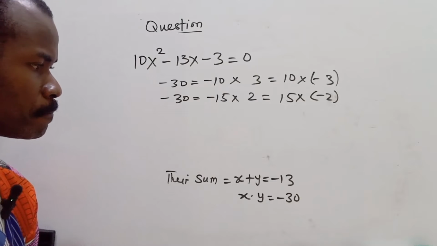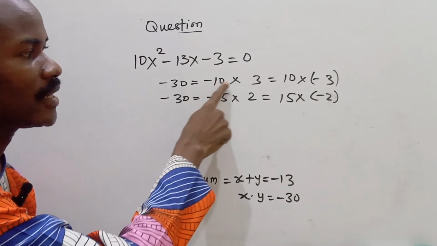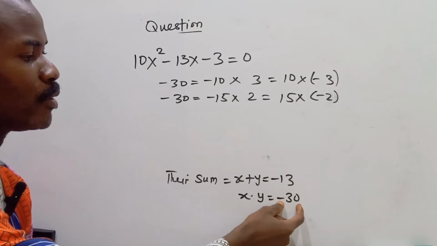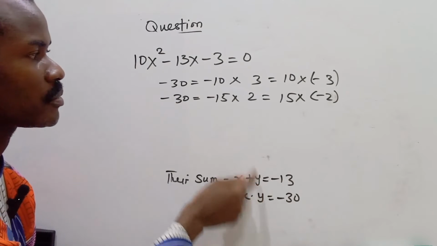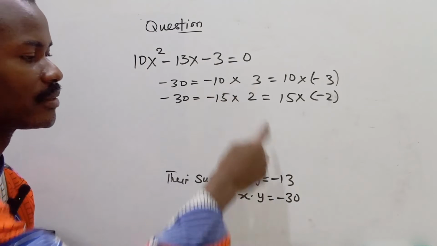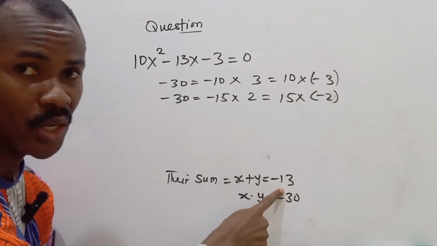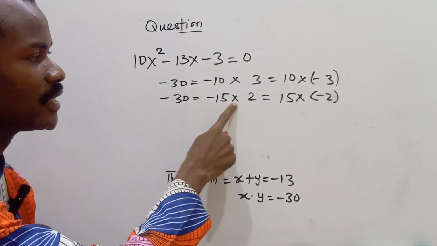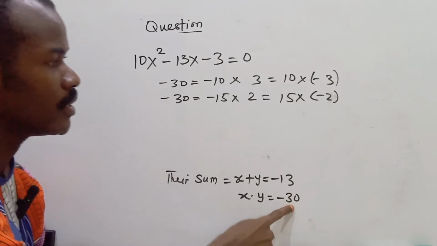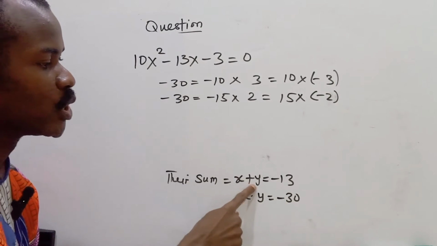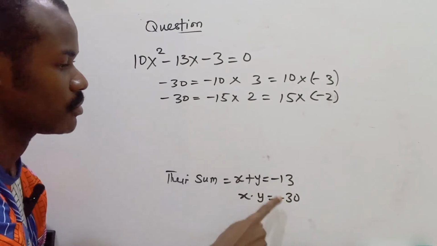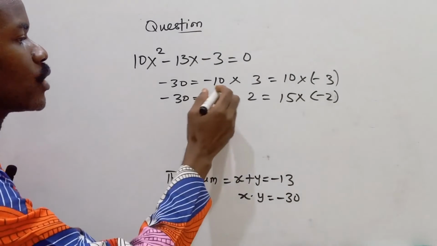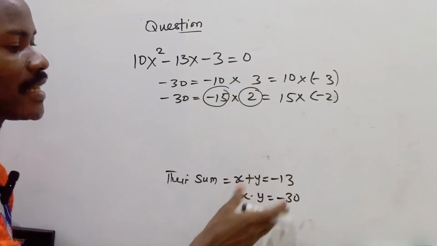Okay, so now minus 10 times this, of course, will give me this. But what about the sum? Minus 10 plus 3, is it going to give us this? No. And what about minus 15 times 2? It's going to give us this. What about minus 15 plus 2? Yeah, it's going to give us this. So the two values are actually this and this that satisfy this.